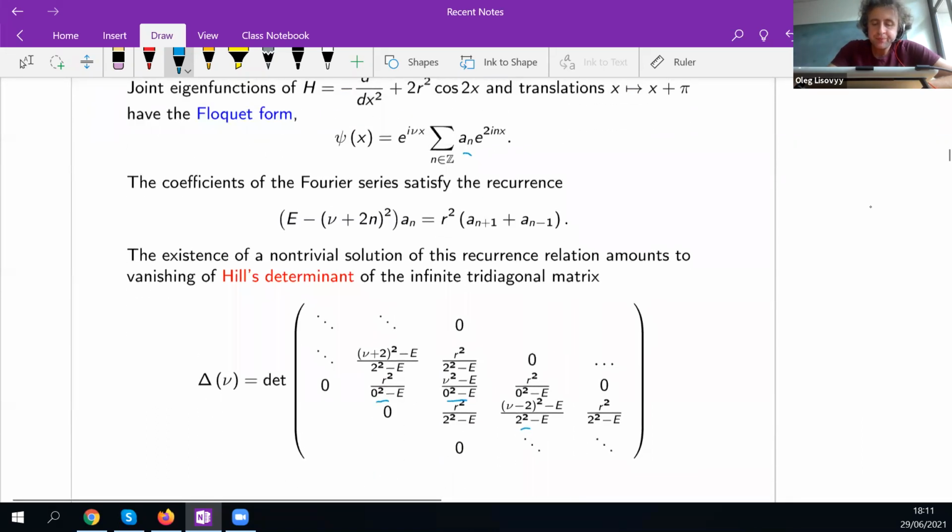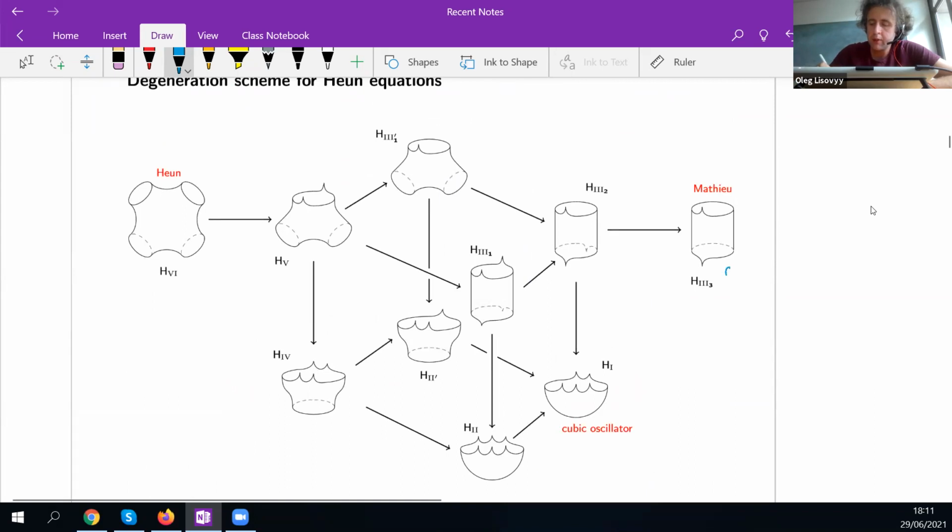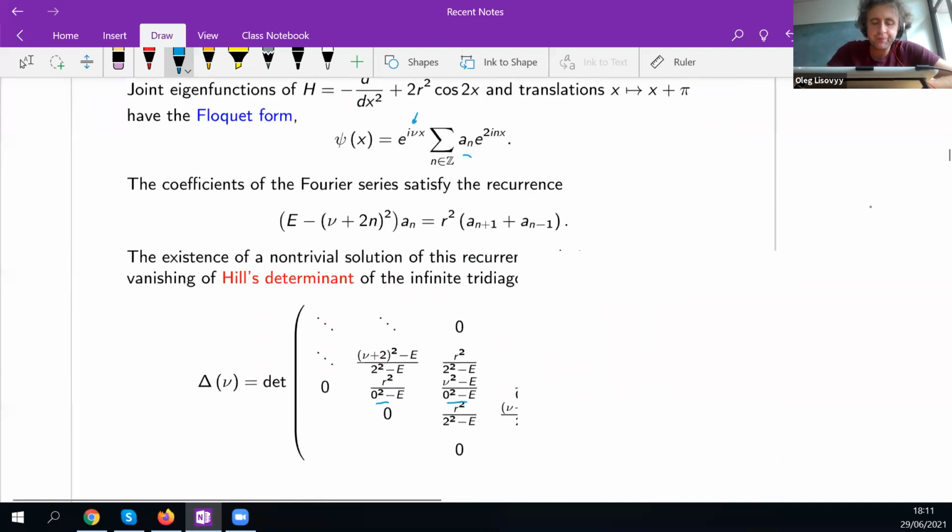And let me note that the parameter nu, this Floquet exponent or quasi-momentum in physical terms, is nothing but the monodromy of our function psi. So this is the monodromy. If you look at our previous picture, where we have two singularities at 0 and infinity, nu is the monodromy exponent along this cycle.